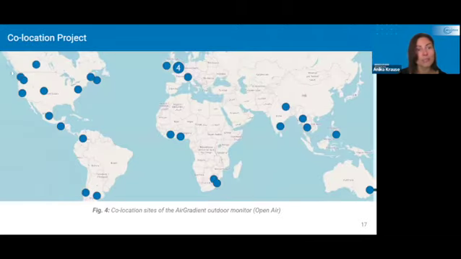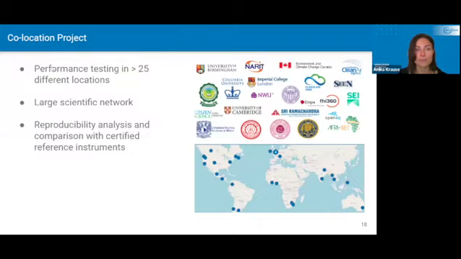And for this, we're using our data from the co-location project. So we are running a large project, where we have locations all over the planet, where we test our outdoor sensors. And we have a large scientific network, which kindly supports us there by supplying reference measurements, not only for temperature, but actually even more importantly or interestingly for example, particulate matter measurements or CO2 measurements.